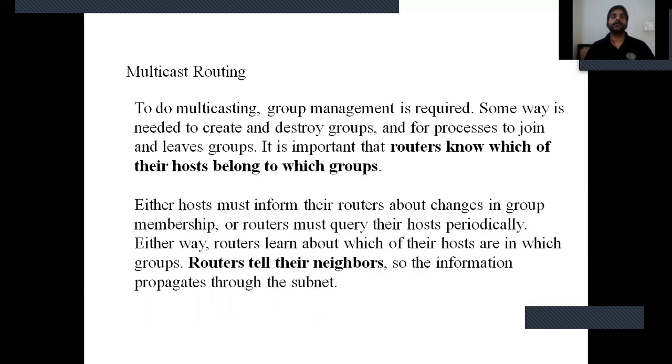For multicast, to do multicasting, group management is required. Some way is needed to create and destroy groups, and for processes to join and leave groups. It is important that routers know which of their hosts belong to which groups. So either hosts must inform their routers about changes in group membership, or routers must query their hosts periodically. Either way, routers learn which of their hosts are in which group. Routers tell their neighbors, so the information propagates through the subnet.